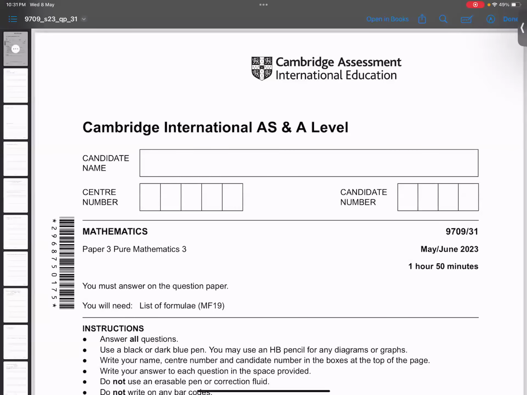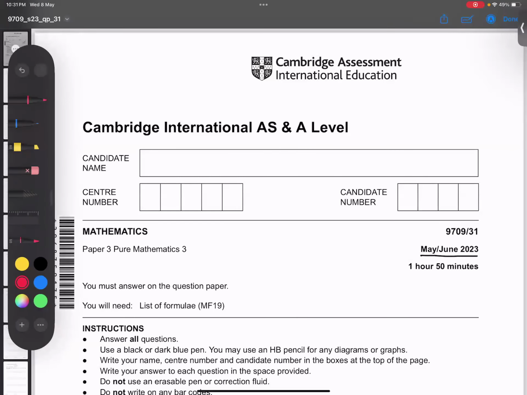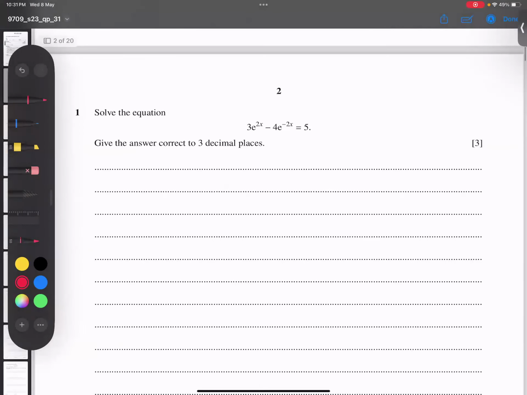Bismillah ar-Rahman ar-Rahim. June 2023, variant 31 we have. So how to start a question? First of all, I will copy. And where is the problem in this question which can disturb us?